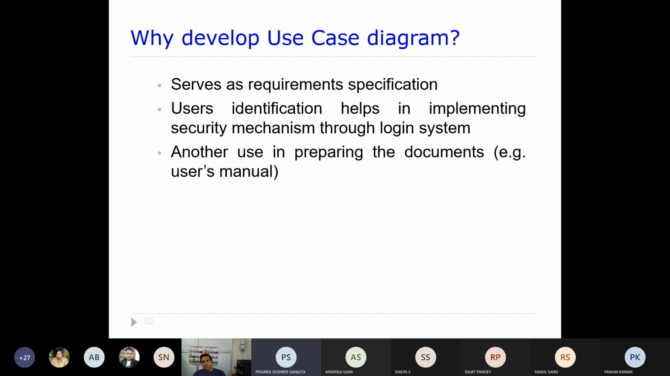So why develop a use case diagram? It serves as a requirement specification also. It is a graphical way that helps us in specifying our requirements. User identification helps in implementing a security mechanism through a login system. As I told you, different users are going to interact with that particular system, with the use cases.